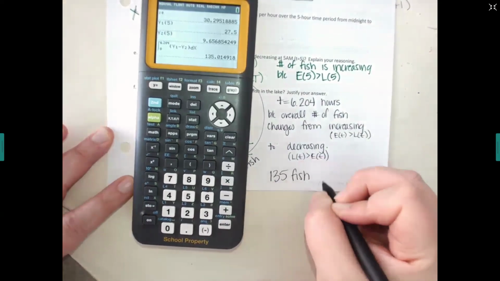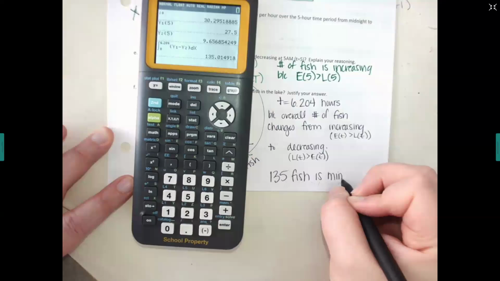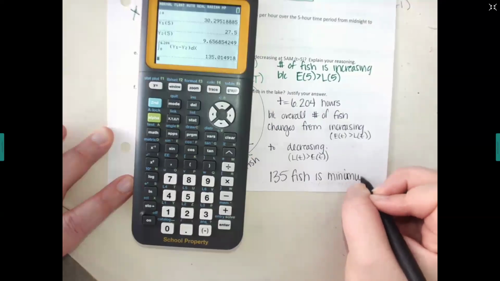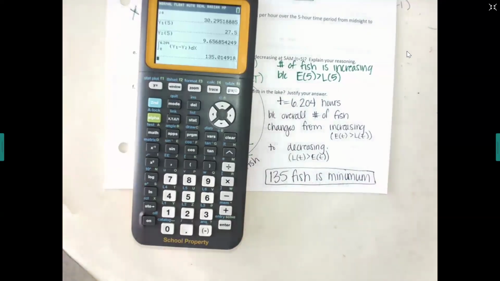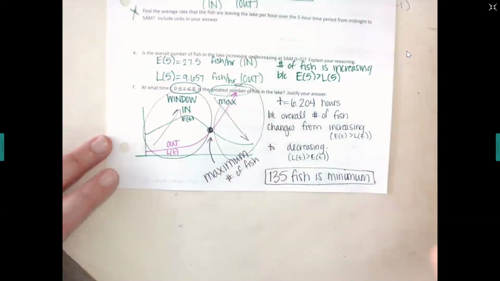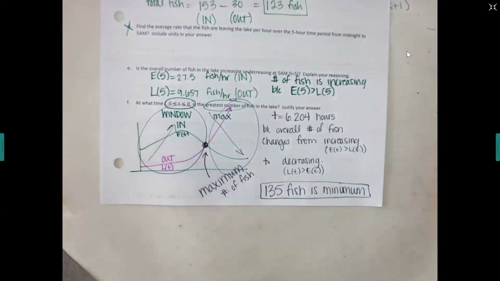135 fish. So this is when the minimum happens, and this is exactly how many fish that low point in the population is. Does that a little bit make sense? Okay. Let's do one more. So go ahead and turn to the next page.